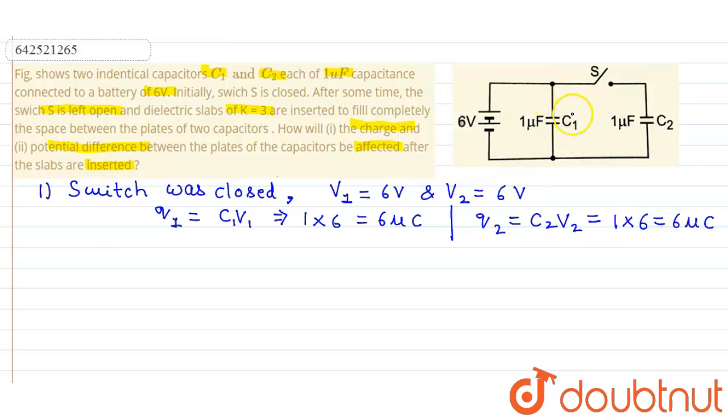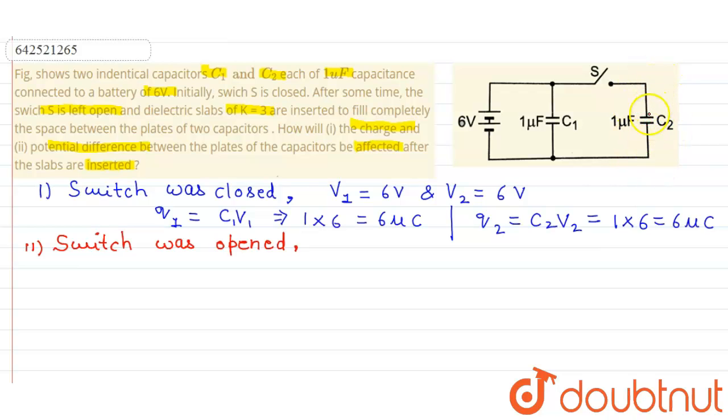Now, after inserting the slab, what happens? Now we open the switch S. Second case: when the switch S was opened, what happens? Still C1 is connected to the battery, but C2 is not connected because the switch is now open. So C2 will be separated, and so what will happen?